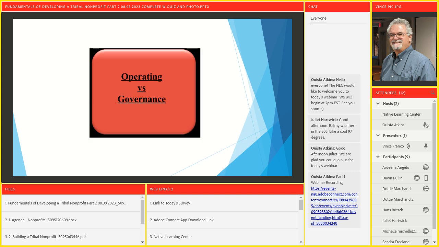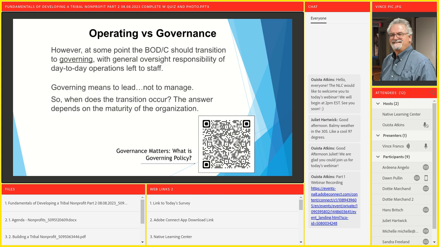Let me go to the next slide here. All right, operating versus governance. At some point, the board of directors, your leadership, will need to transition. I'm putting this here because this is a potential area of dysfunction as the organization grows. It makes perfect sense that the board of directors, including yourself if you're one of them, are going to be involved in day-to-day activities. That's operational. It's to be expected as a new nonprofit, a new incorporation, comes on board and ramps up. That's going to happen.